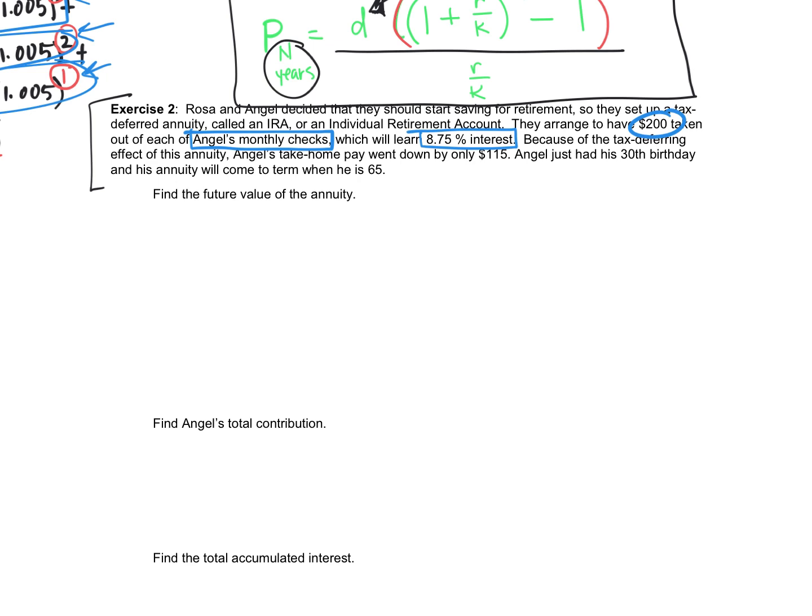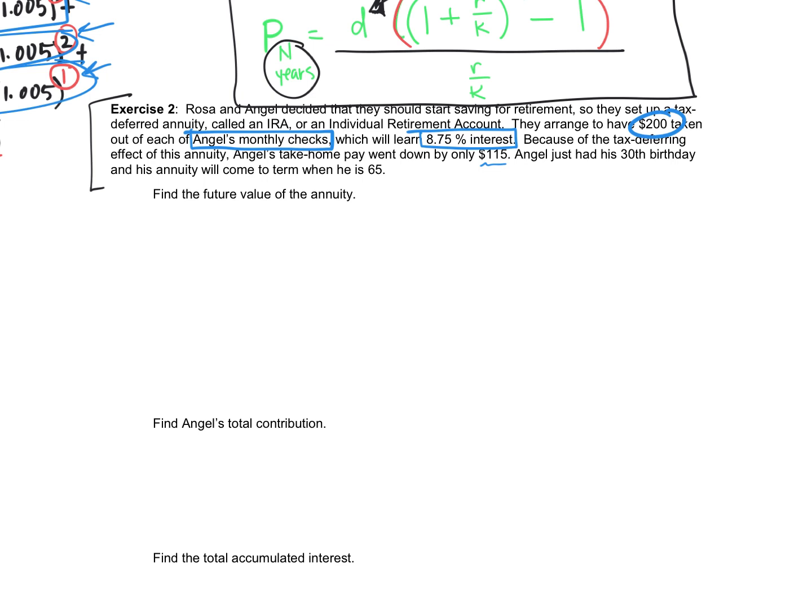And because of that annuity, just a little side note, because it's deferring the taxes, he only notices it as $115 gone. So that's kind of something interesting that happens with your pay. If you are taking that out pre-tax versus after tax, it's kind of different. And if it's taken out after taxes, that's called a Roth IRA. So just a couple of words that you might have heard before.